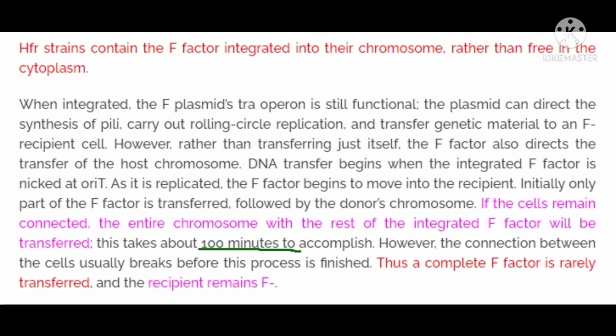However, in most cases the connection, that is the pilus connection between the Hfr and F minus cells, usually breaks before this process is finished. So only a part of the F factor or F plasmid integrated into the main bacterial DNA is transferred to the F minus cell. So here in Hfr by F minus conjugation, the recipient F minus remains F minus only.